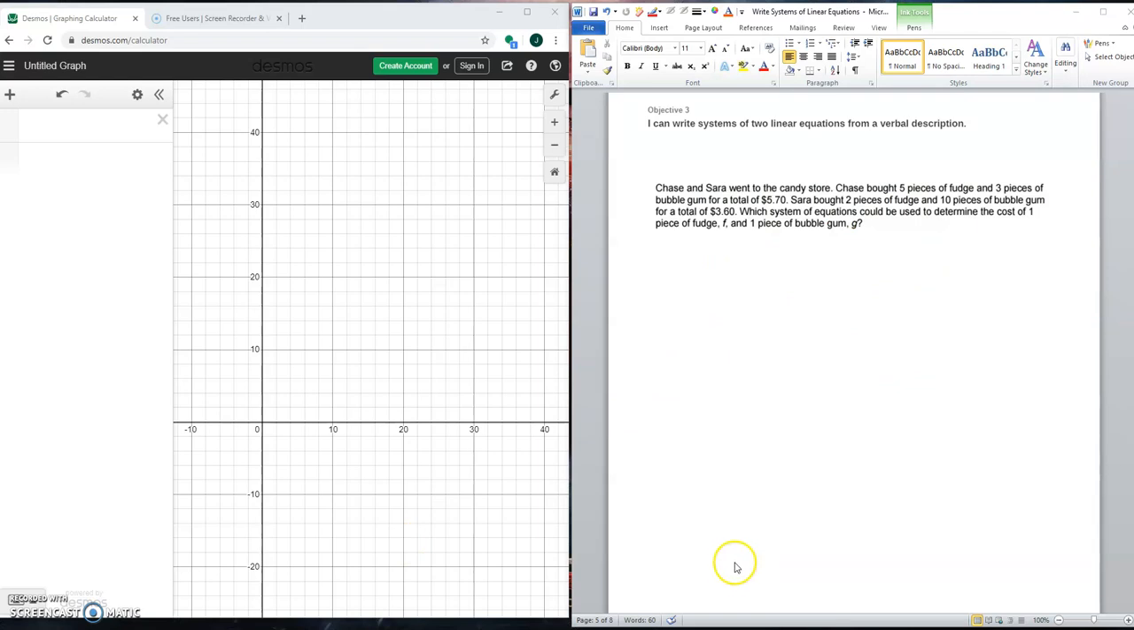Last and final example. Chase and Sarah went to the candy store. Chase bought 5 pieces of fudge and 3 pieces of bubble gum for a total of $5.70. Sarah bought 2 pieces of fudge and 10 pieces of bubble gum for a total of $3.60. Which system of equations could be used to determine the cost of 1 piece of fudge, F, and 1 piece of bubble gum, G? Let us work on Chase first. It says 5 pieces of fudge, so 5F, and 3 pieces of bubble gum, which is 3G, equals $5.70.